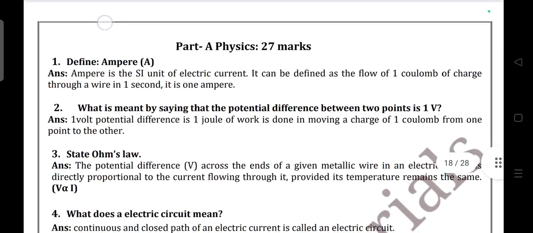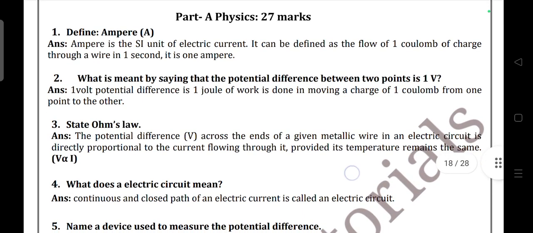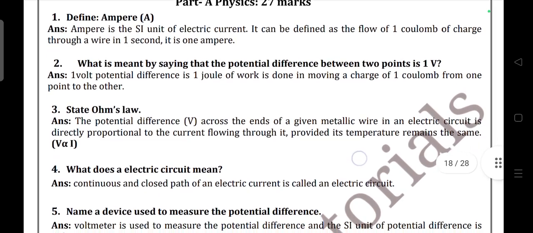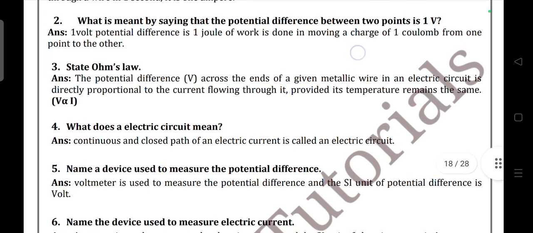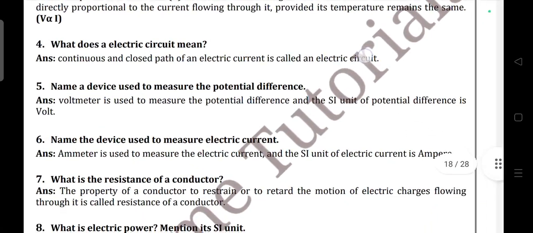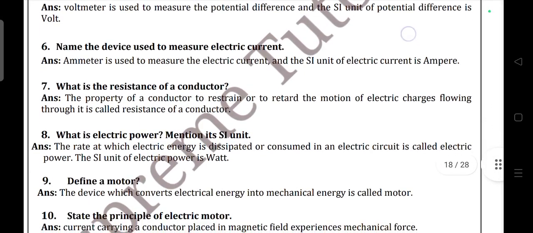Then come to physics. Define ampere. What is meant by saying the potential difference between 2 points is 1 volt? State Ohm's law. What does electric circuit mean? Name the device used to measure the potential difference. Name the device used to measure electric current. What is resistance of a conductor?